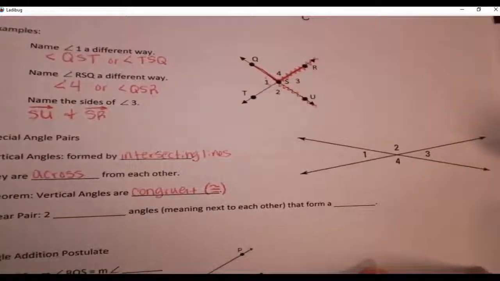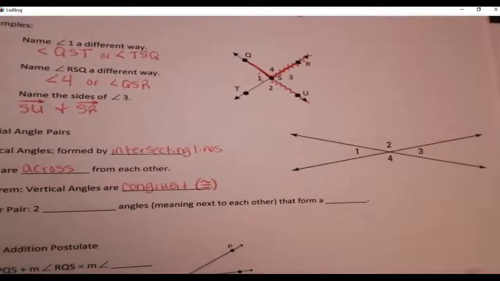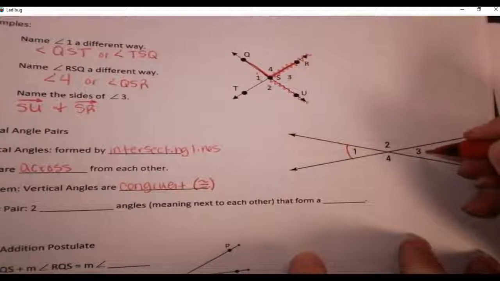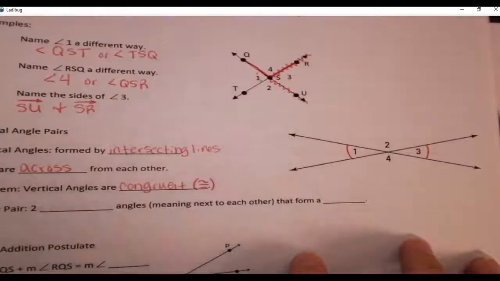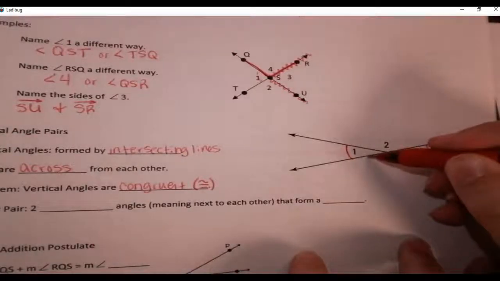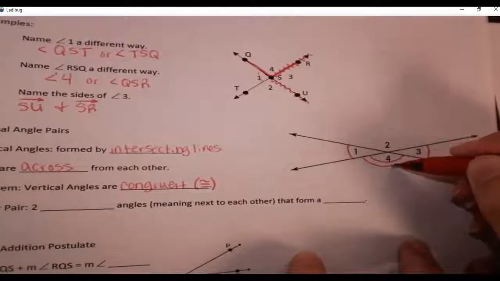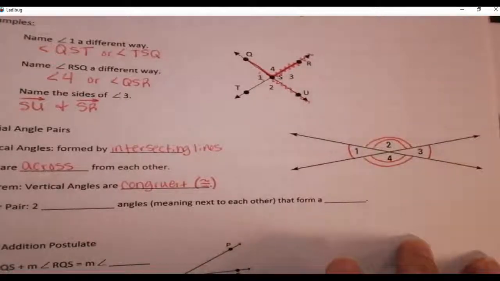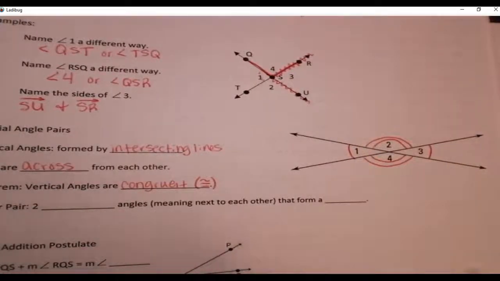On a picture, to show congruence, they use little marks. So if 1 and 3 are congruent, they would have a mark like this. And then 2 and 4 are congruent, so they would have 2 marks. Okay. Questions so far?